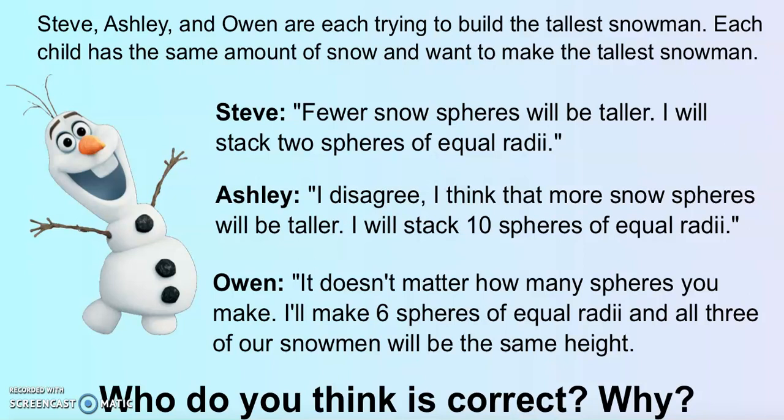Each child has the same amount of snow and wants to make the tallest snowman. Steve says, geez, if I make fewer spheres, that'll be the tallest snowman, so I'll just stack two on top of each other. Ashley says, no, I think we should do more and make them smaller, so I'll stack 10 of them of equal radii. Then Owen says, okay, you guys are just crazy. It doesn't matter. I can just make as many as I want, and all of our snowmen are going to be exactly the same height.